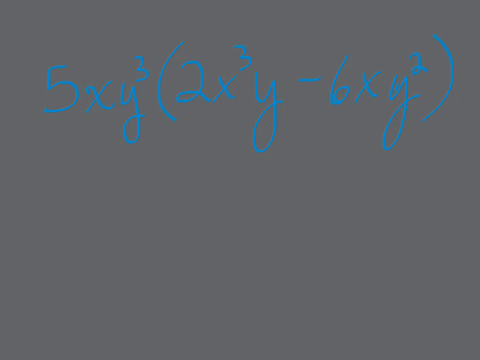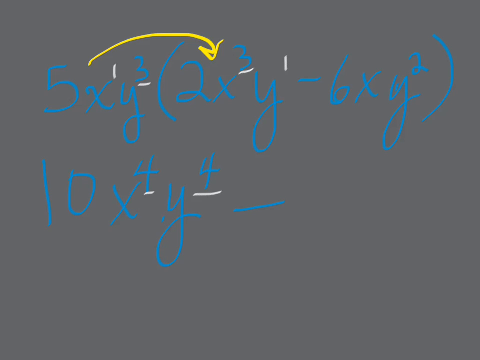This time we're going to try it with a subtraction. So we're going to say 5 times 2, 10. Then x times x cubed, we add the exponents, x to the fourth. Then we have y cubed times y gives us y to the fourth because we add those exponents together. Remember, we have x to the first times x cubed gives us x to the fourth. y to the third times y to the first gives us y to the fourth.